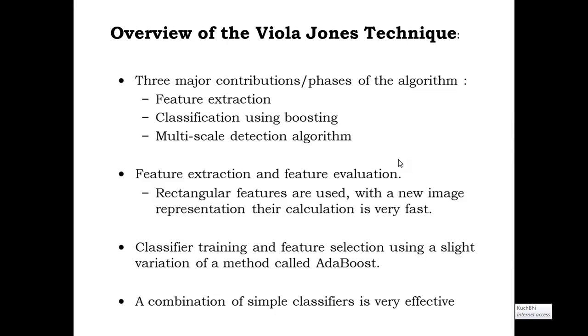Now let's talk about what this whole technique is about, how it works, and how it came up. There are three major contributions, or phases, of the algorithm. First is feature extraction. What happens in feature extraction? The rectangular features are used with a new image representation, and their calculation is very fast. The next is classification using boosting. In this, classifier training and feature selection use a slight variation of a method called AdaBoost. The third is the multi-scale detection algorithm, which is a combination of simple classifiers and is very effective.